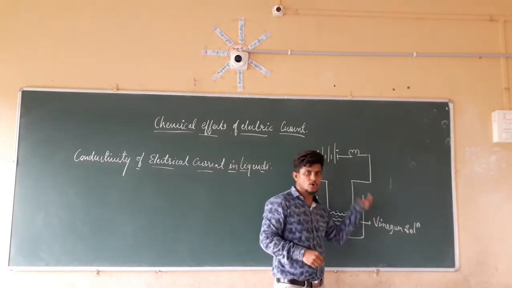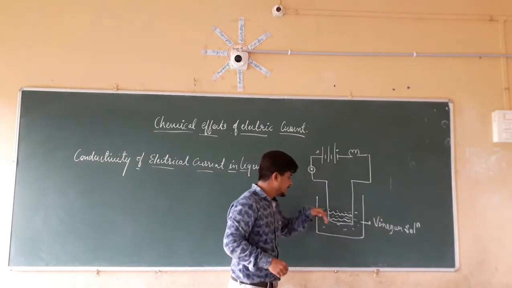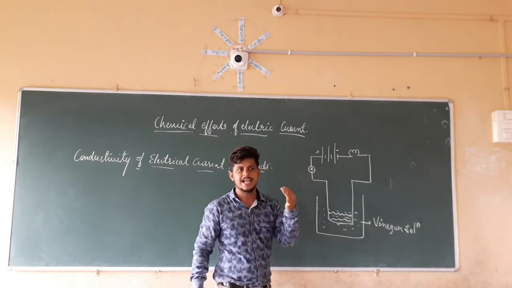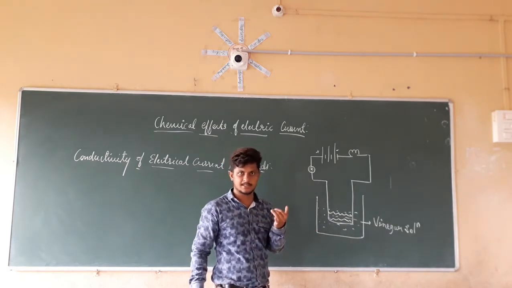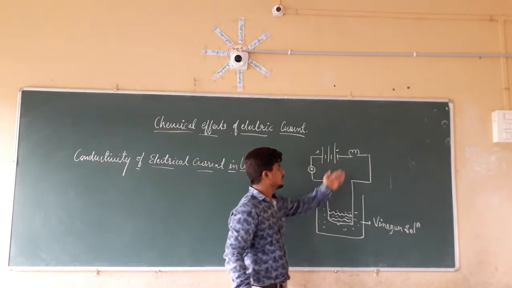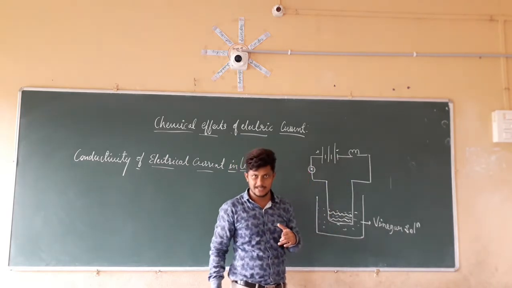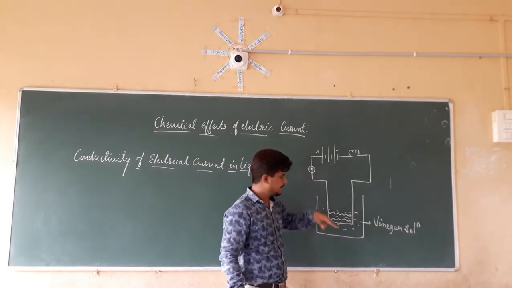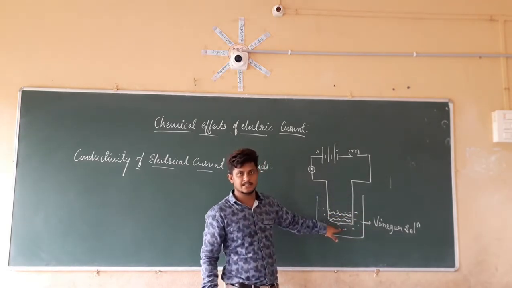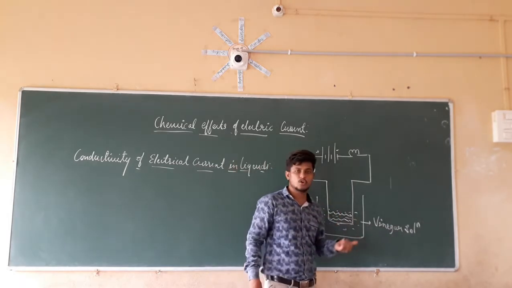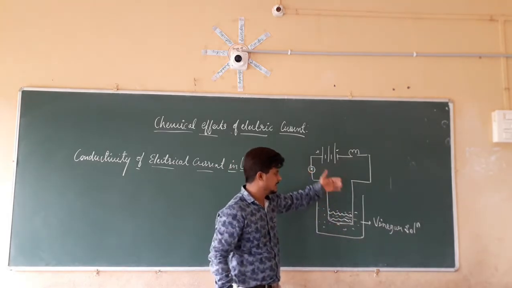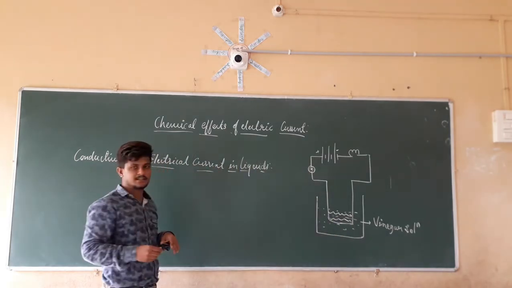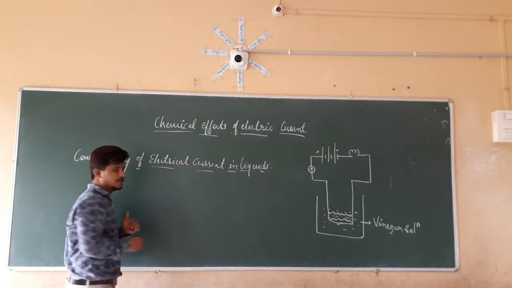If the bulb doesn't glow, then we can say that whatever liquid we take here is not conducting the electricity. So what is this bulb? It is the tester. If the bulb inside the tester glows, then the liquid is conducting the electricity. If the tester doesn't glow, the liquid is not conducting the electricity. This is about the conduction of electricity in liquid.